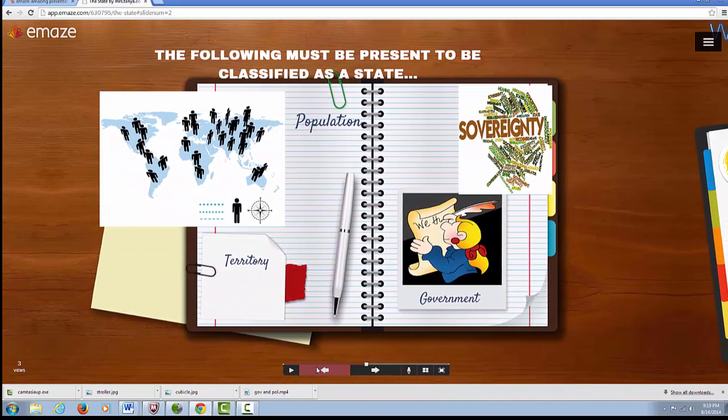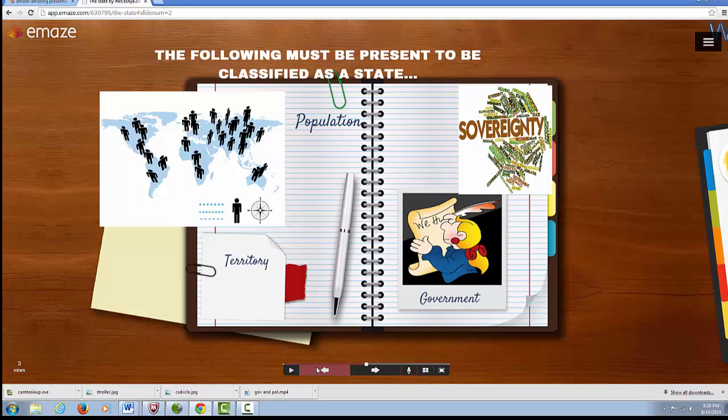Okay, so let's talk about the things that must be present to be classified as a state. So in order for a state to exist, it needs to meet certain criteria. First, it needs to have population, meaning people need to live there. There's no minimum amount of people that need to live there, but the land has to be inhabited. So if you have a solitary island in the middle of the ocean with no people, you can't all of a sudden declare that a state and name it, because it does not meet the requirement of having actual population.